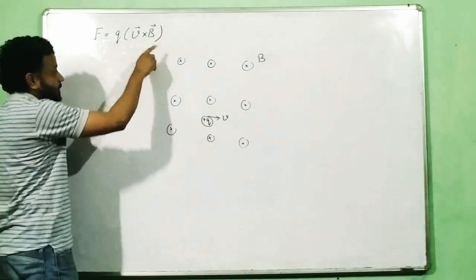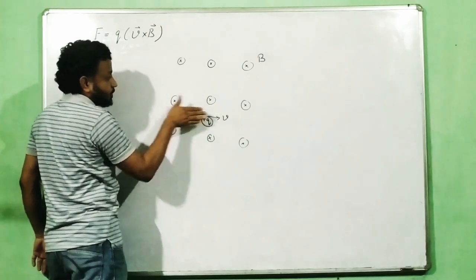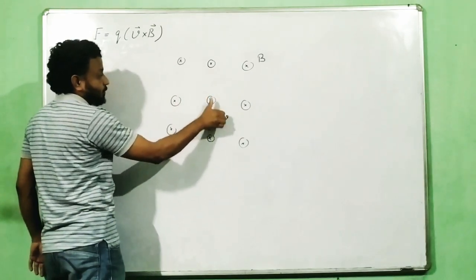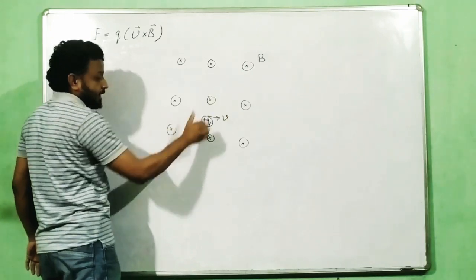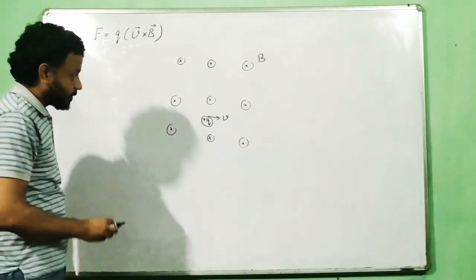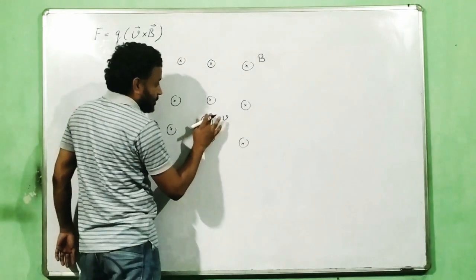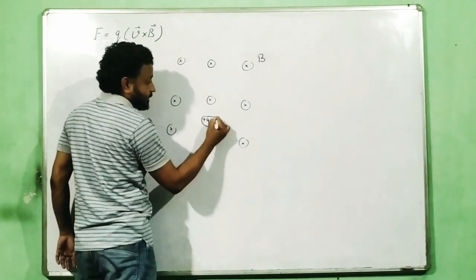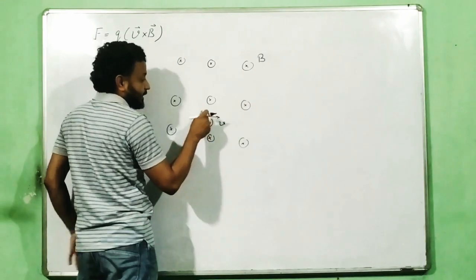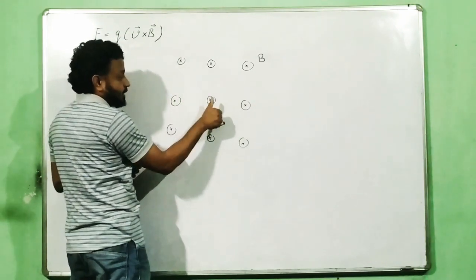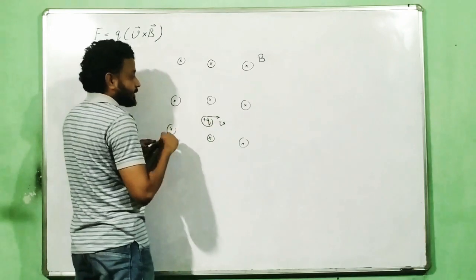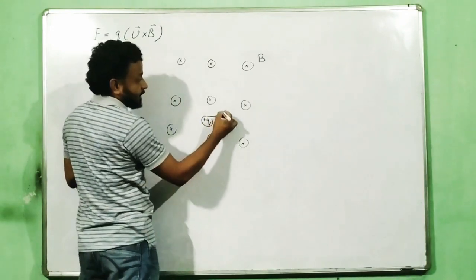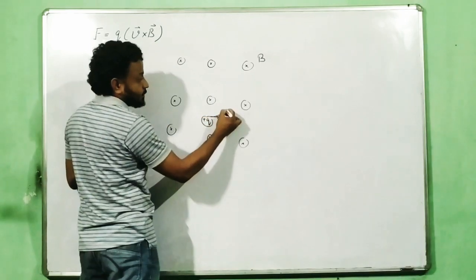So V cross B. This is my V cross B. Where is the force? The force is in the upward direction. So if the force is in the upward direction, that means the charge will not move in this direction. The V cross B is creating a force in this direction, due to which it is going to create a deflection.